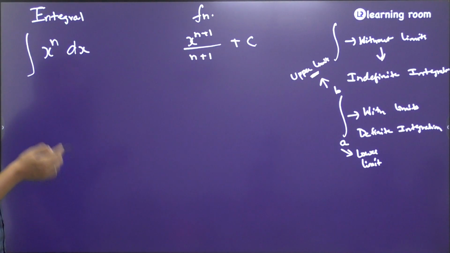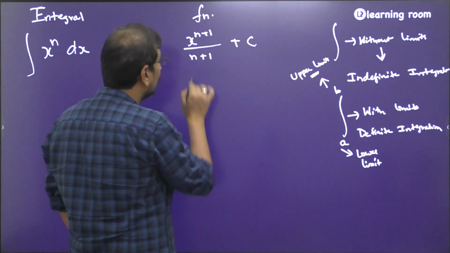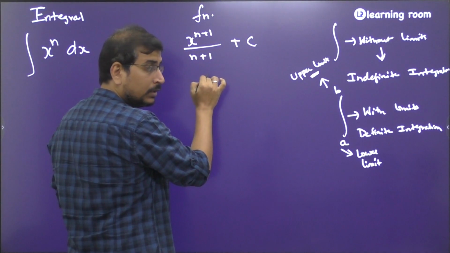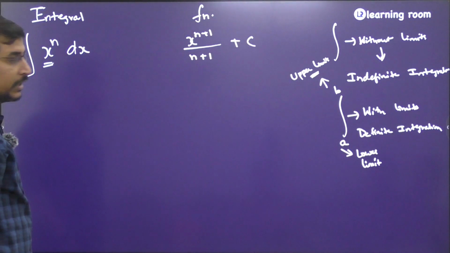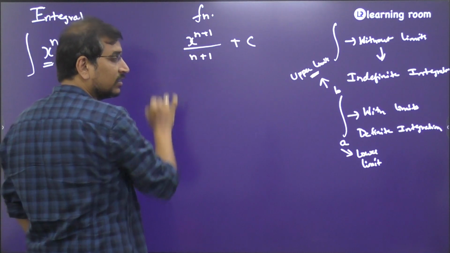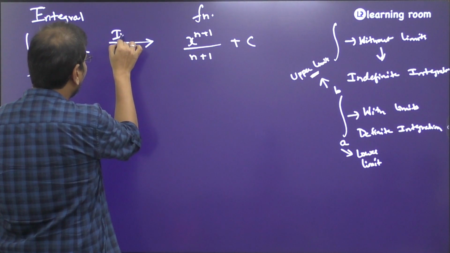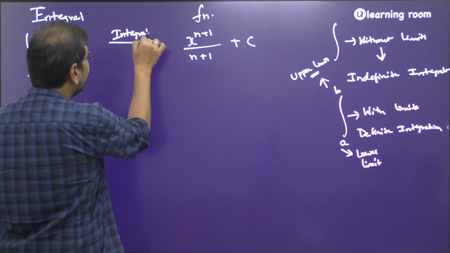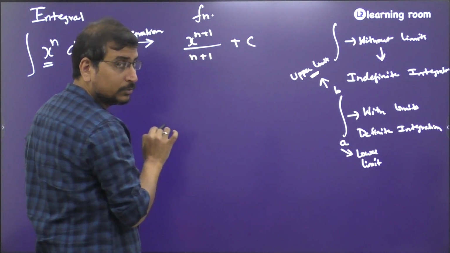Okay. The reason why we do that is because this is the function. If I have to get back this question, then what I need to do is see if this is given. On integrating x power n, I got x power n plus 1 by n plus 1.